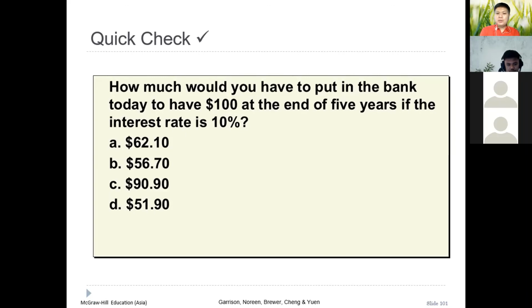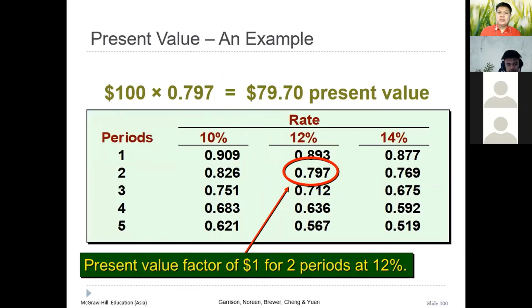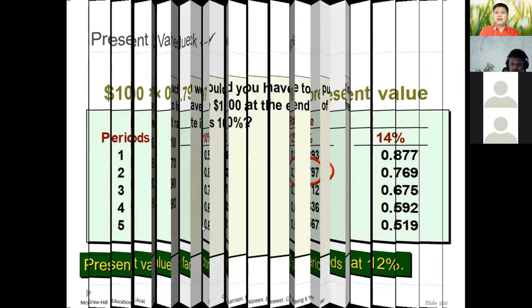Okay? So, anong gagamitin kong table? Here, 10% eh. So, ito siya, di ba? So, ano yung factor na gagamitin ko? It is 0.621. Okay, let's find out.